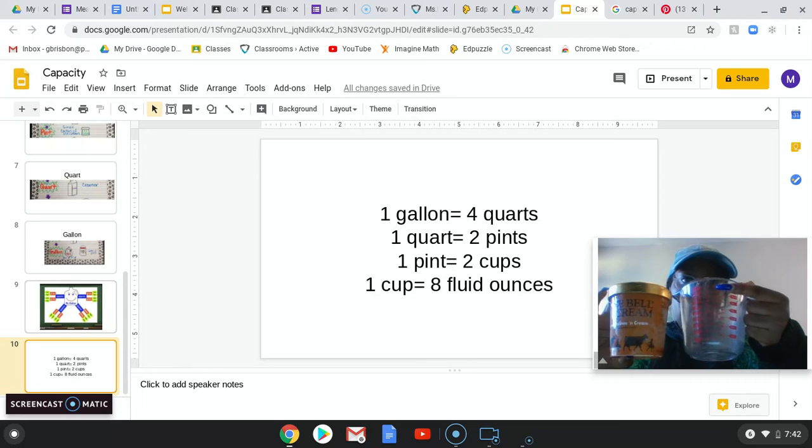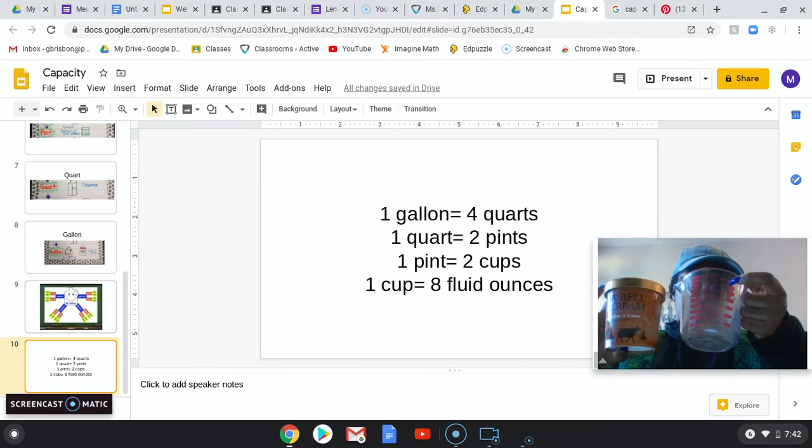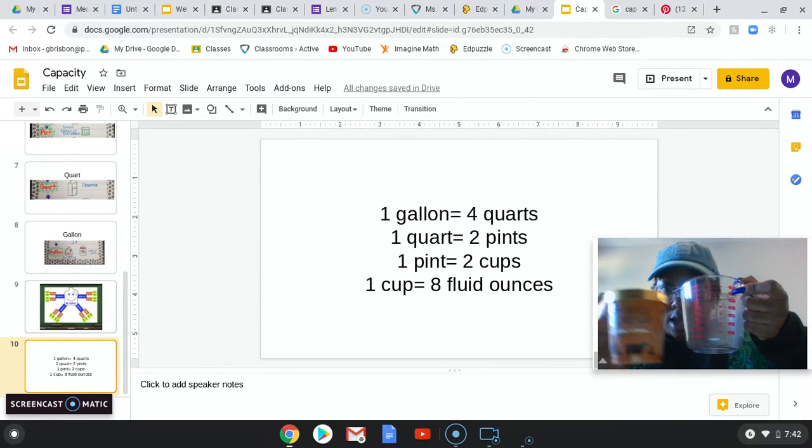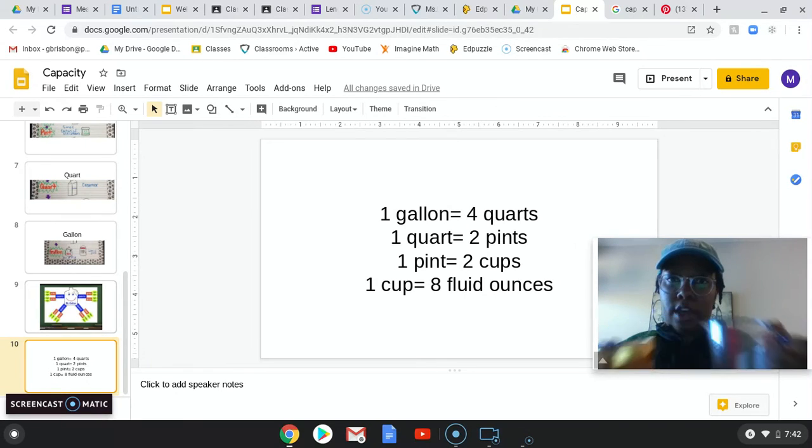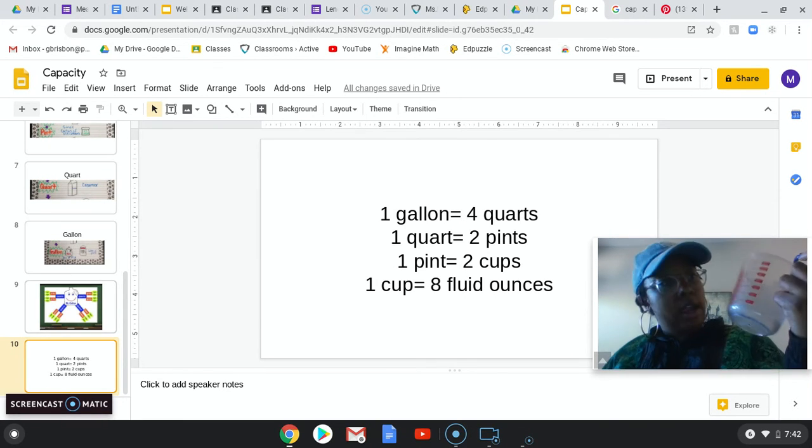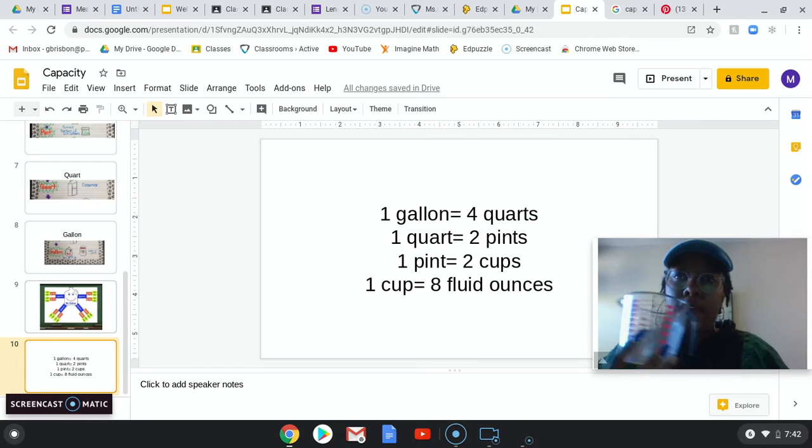And on my measuring cup, let me see, that's 2.5. Right here is 2 cups. So those are equal to each other. And then 1 cup is equal to 8 fluid ounces, which is about half of my water.